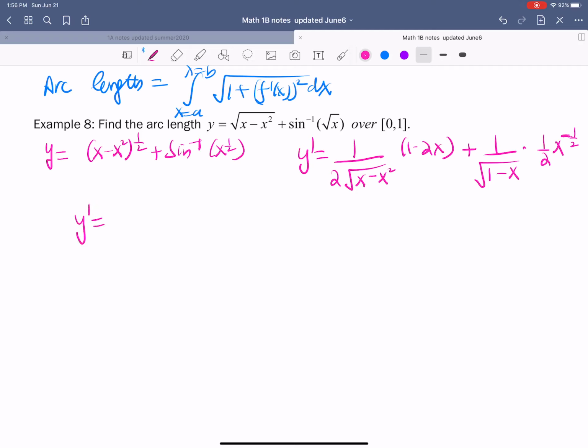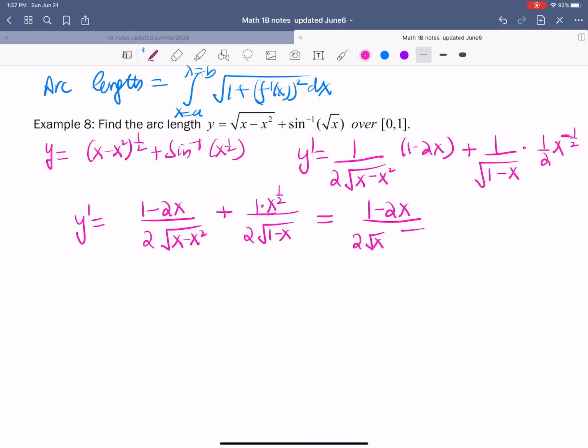Okay, clean up the y prime a little bit. It turns out to be 1 minus 2x over 2 square root of x minus x squared plus 1 over 2 square root of 1 minus x, and then we have x to the power 1/2 here. Notice the fraction here, I can write it as 1 minus 2x over 2 root x. I can pull out an x from this root and I would have 1 minus x in there. On the top I have x to the power 1/2, 2 root 1 minus x.